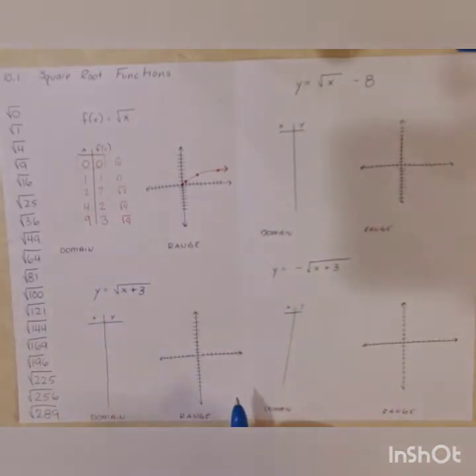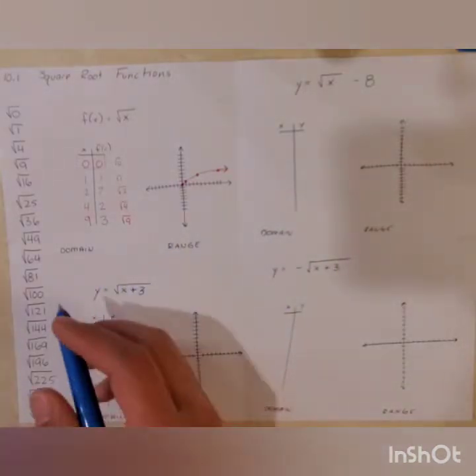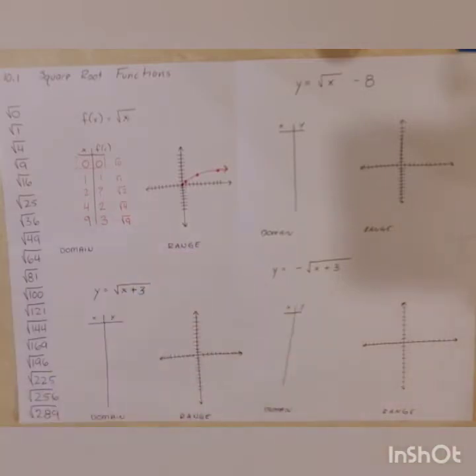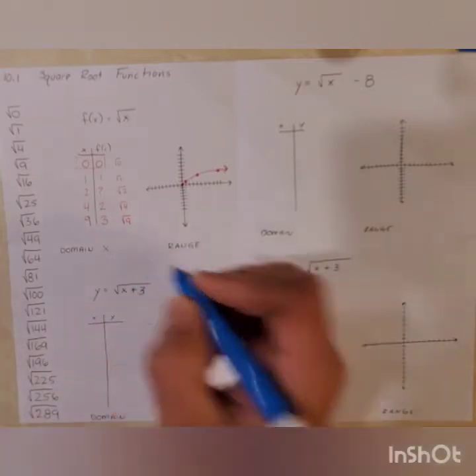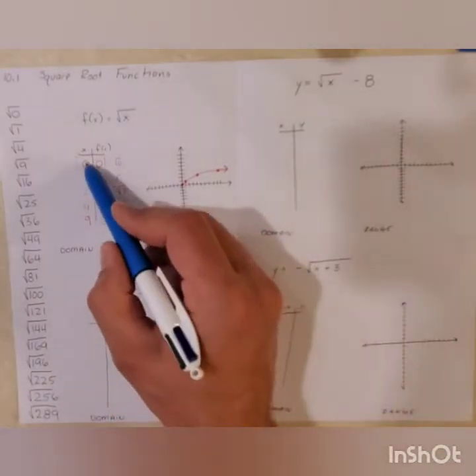This brings us to our domain and range. If you remember, domain is just our x values. So it's asking you, hey, what's going on with your x values? Well, x, if you look, you can literally look at your graph.